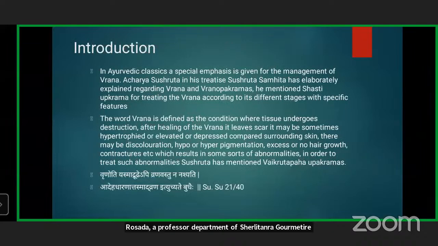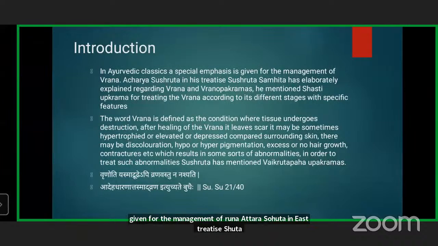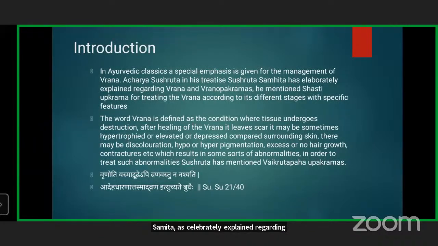Coming to the introduction, in Ayurvedic classics, a special emphasis is given to the management of Vrana. Acharya Sushruta, in his treatise Sushruta Samhita, has elaborately explained Vrana and Vrana Upakramas. He mentioned Shashti Upakrama for treating the Vrana according to its different stages with specific features. The definition of Vrana goes like this: Runoti yasmad rudhe api vranavastu na nashyati adeha dharanat tasmad Vrana iti uchyate budhaih. The word Vrana is defined as the condition where tissue undergoes destruction.